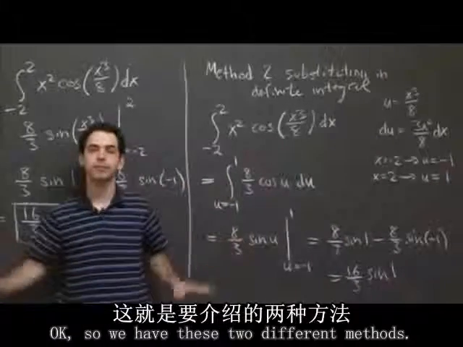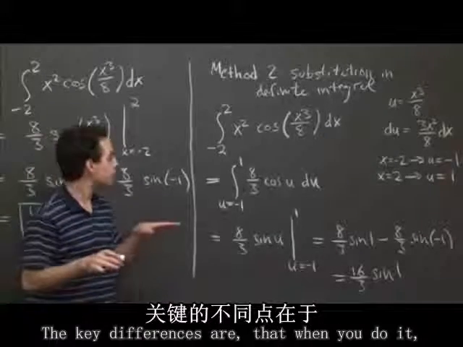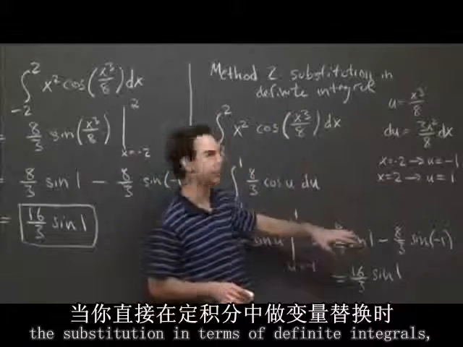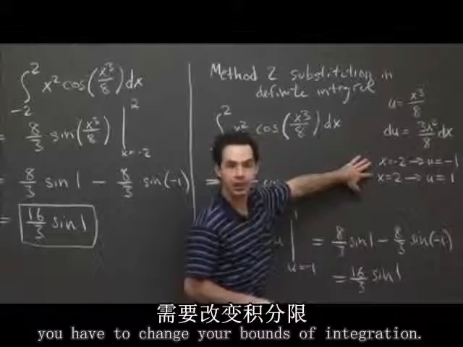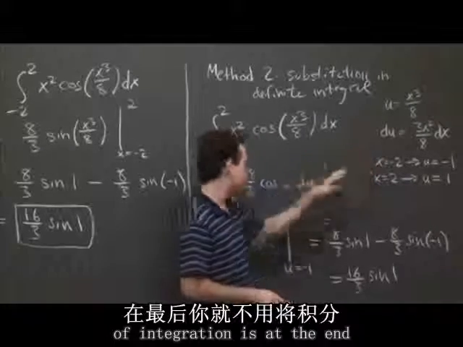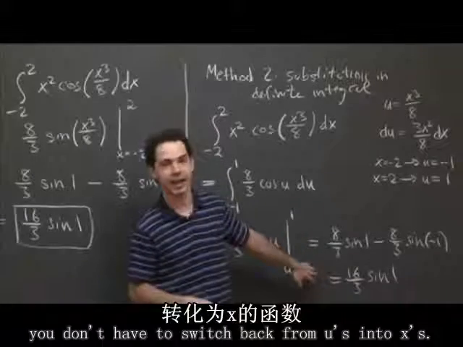OK, so we have these two different methods. They're very, very similar in how you apply them. The key differences are that when you do the substitution in terms of definite integrals, you have to change your bounds of integration. And what you get for changing your bounds of integration is that at the end, you don't have to switch back from u's into x's.